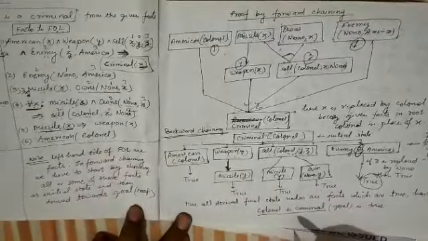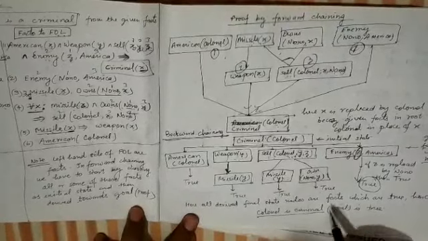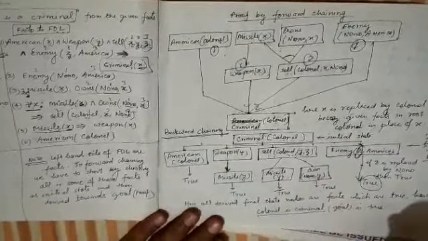So we can say that the goal we initially assumed is true, since all derived final state nodes are facts, which are true. Hence, Colonel is a criminal, that is, the goal taken over here is also true. So this is how we can use backward chaining to prove our goal.